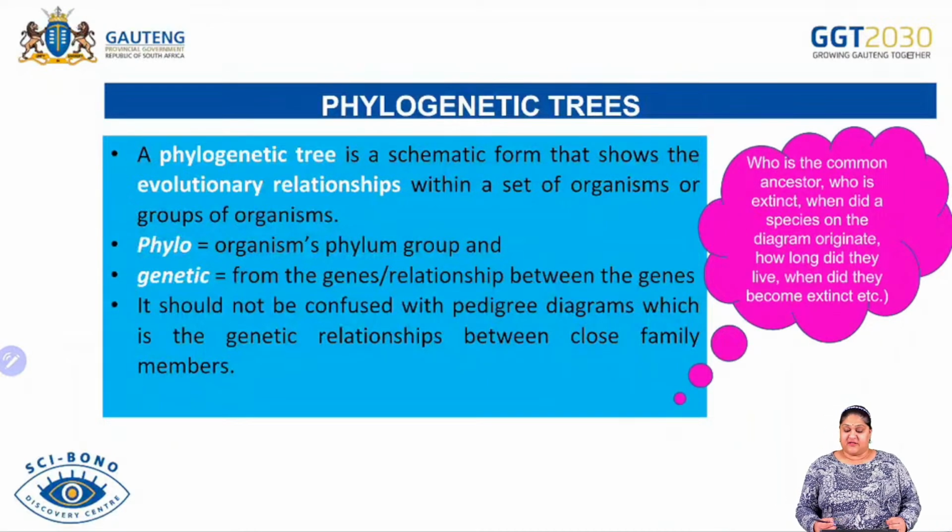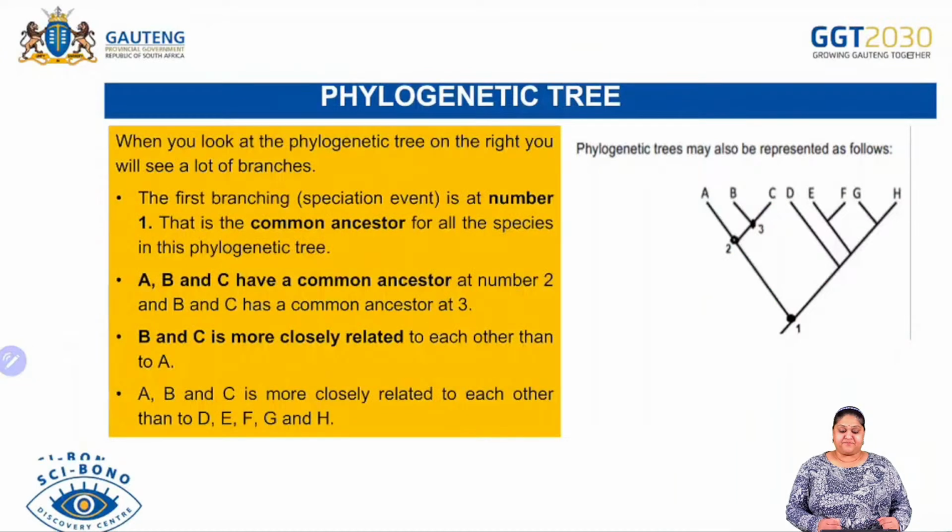So here we have to think, what are we going to look at when we are looking at a phylogenetic tree? What are the things that we need to think about? That's what the speech bubble is telling us. We need to think, who is the common ancestor? Who is extinct? When did a species on the diagram originate? How long did they live? And when did they become extinct, etc.? This is all of the information that a phylogenetic tree can give us, and I'm going to show you how we are going to figure out these things.